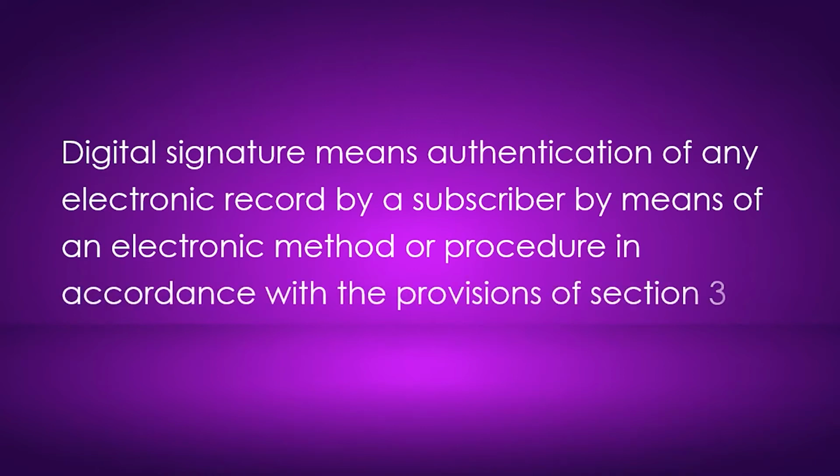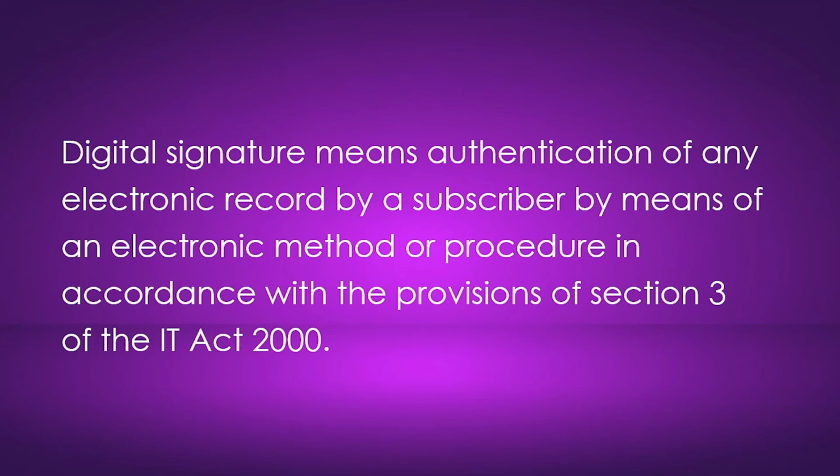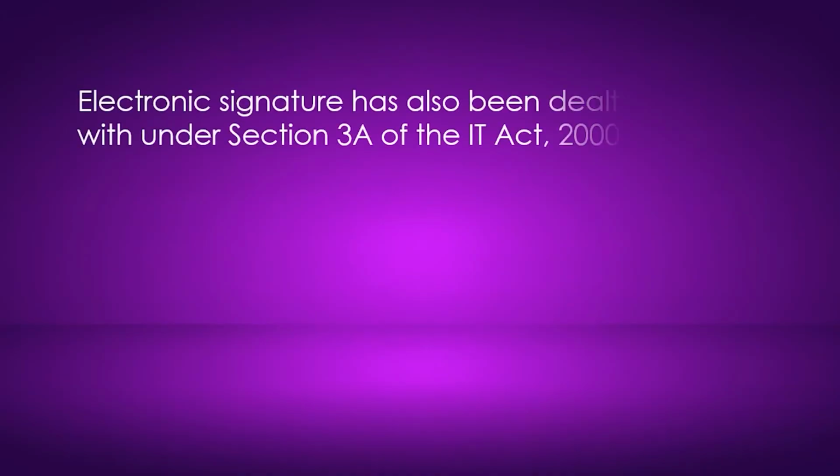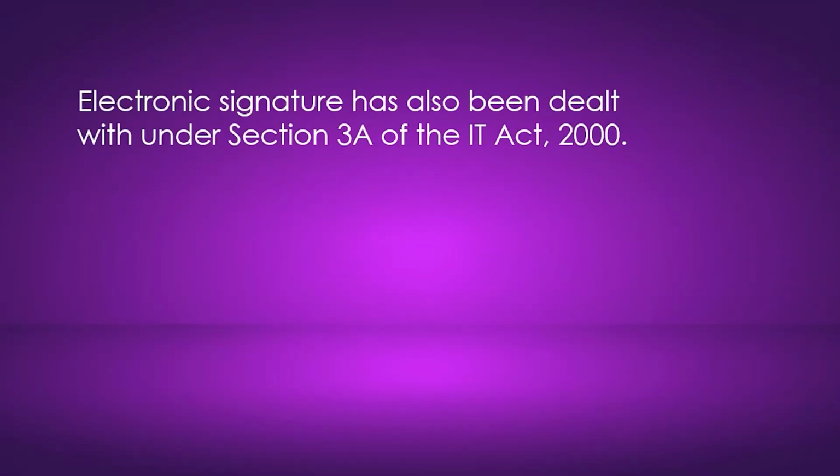If I want to claim something online as mine, then I have to go to an agency, and the agency will authenticate my signature with a private key and a public key. So, this is how the signature operates, and the IT Act has clearly defined what a digital signature is through the electronic method. Electronic signature, like digital signature, is also dealt with in the IT Act 2000.